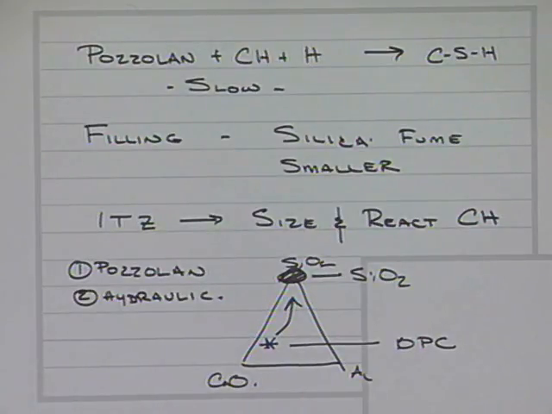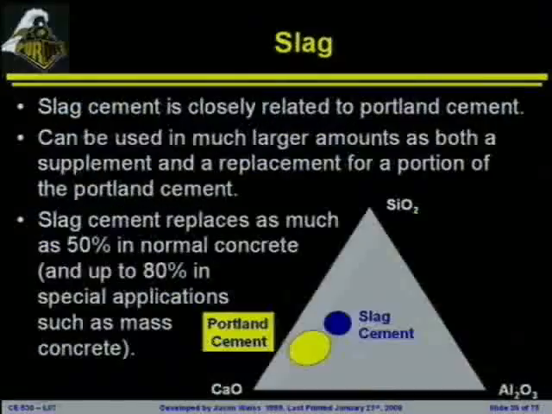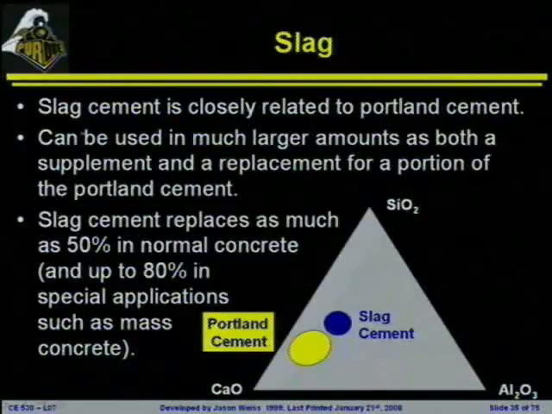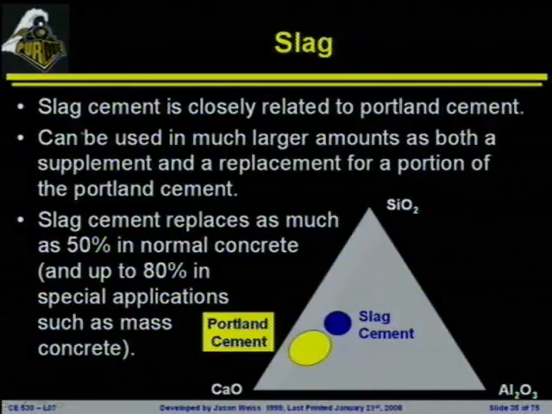What I want to do today is finish up the discussion on the supplemental materials that we're going to be dealing with. And I want to talk a little bit about slag. We started off last class talking a little bit about slag, so I'll jump through some of the first slides very quickly. As we mentioned, slag is going to be very close to ordinary Portland cement in terms of composition. So it's going to behave much more like a Portland cement than like a pozzolan.